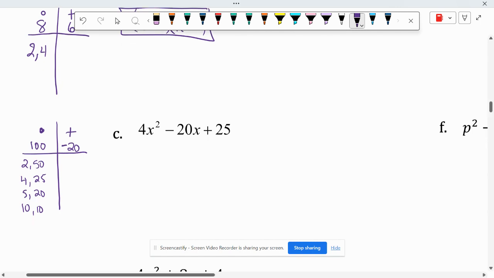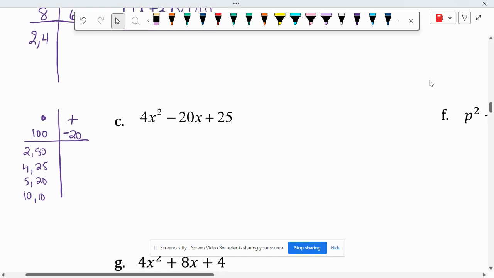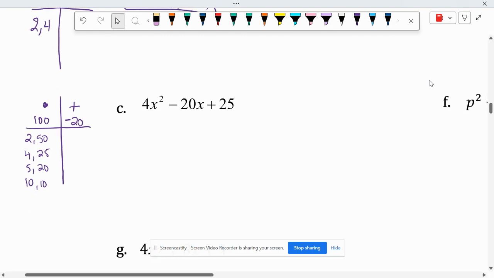Which ones of those are going to work, Jack? Jack, are you with me? Which ones of those will give me a product of 100 but a sum of negative 20? Help them out, Charlie.